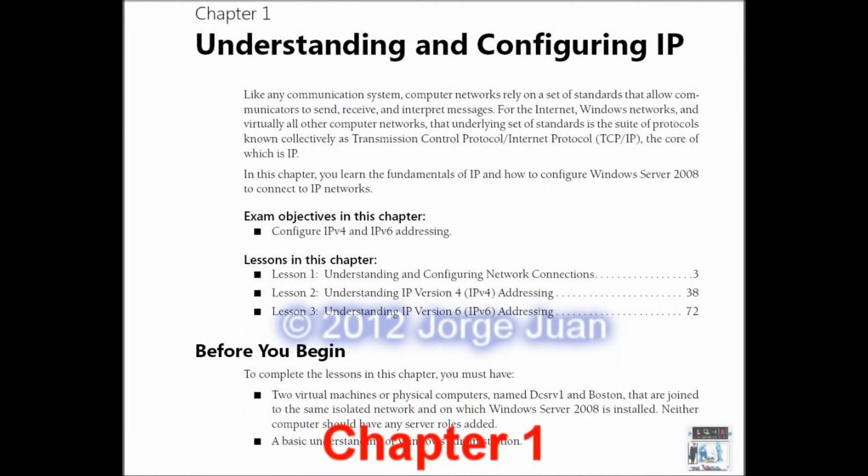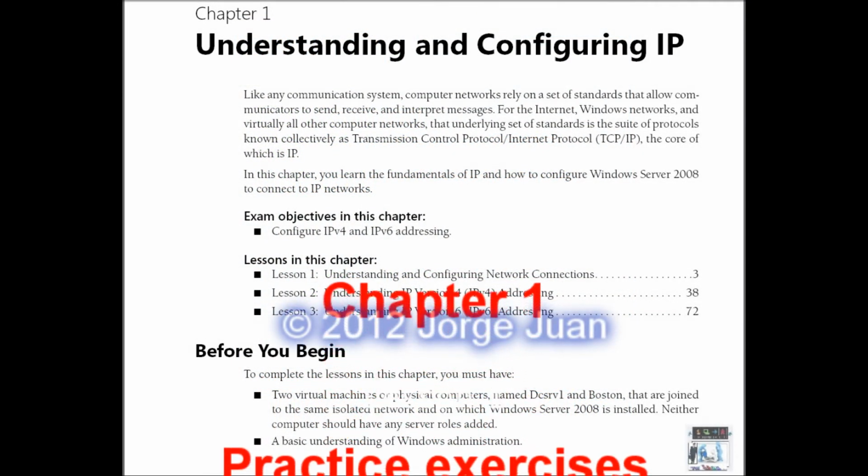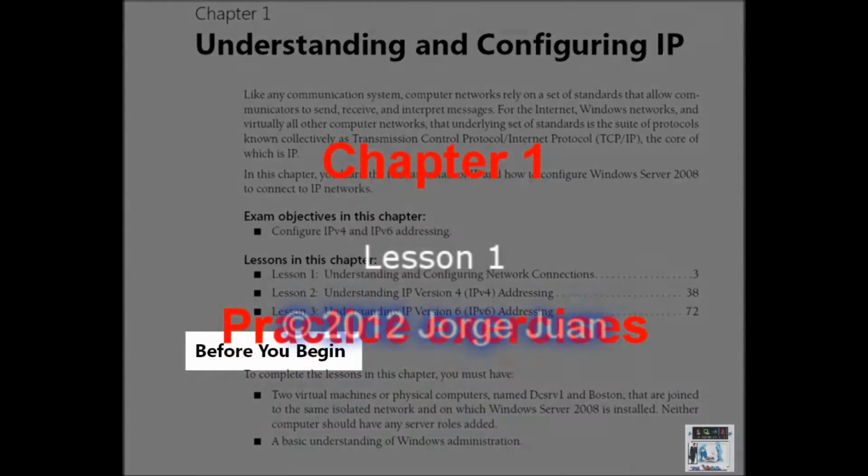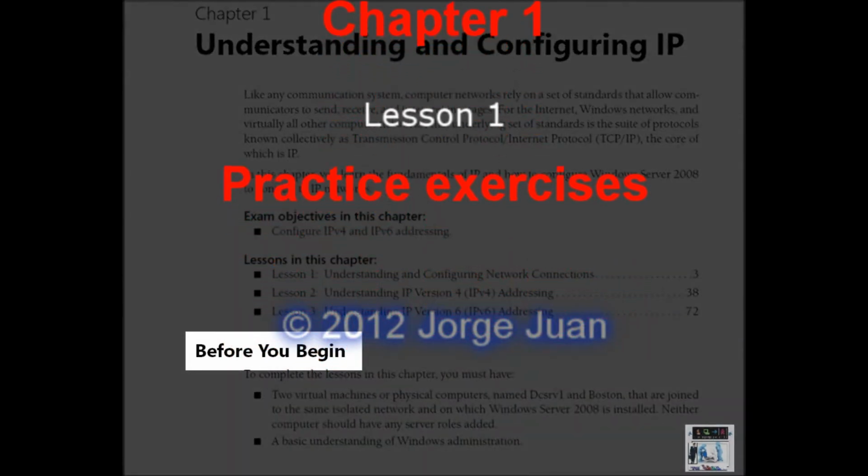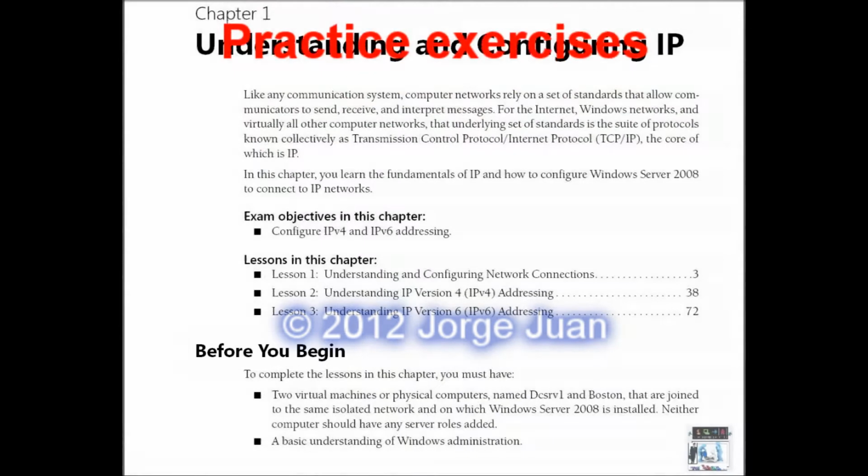Understanding and configuring IP. Before you begin, you must have two virtual machines or physical computers named DC Server 1 and Boston that are joined to the same isolated network and on which Windows Server 2008 is installed. Neither computer should have any server roles added. Also, you must have an understanding of Windows administration.